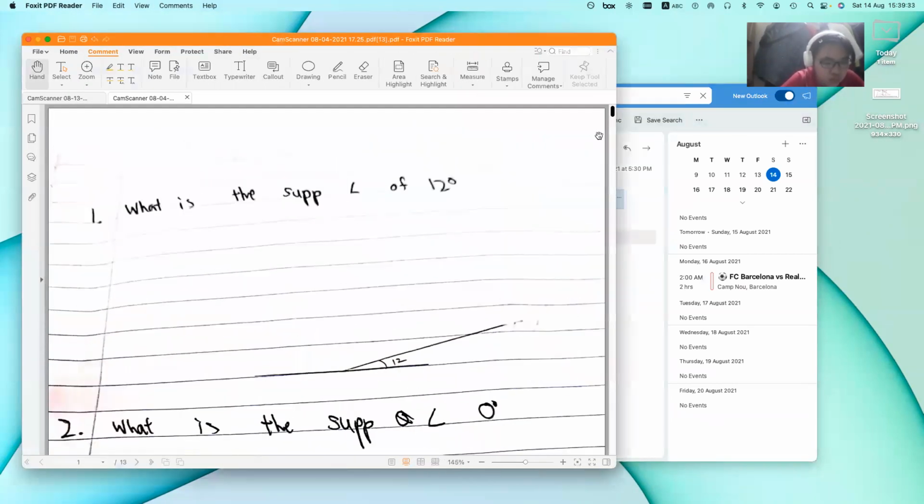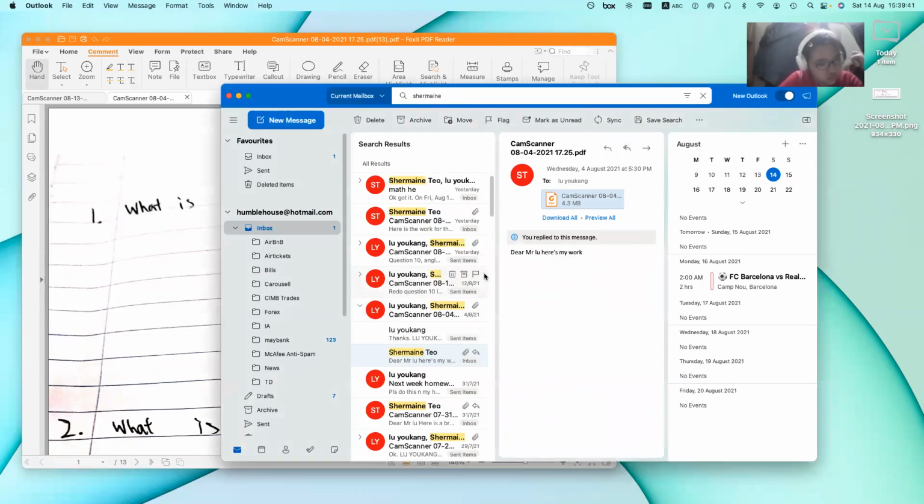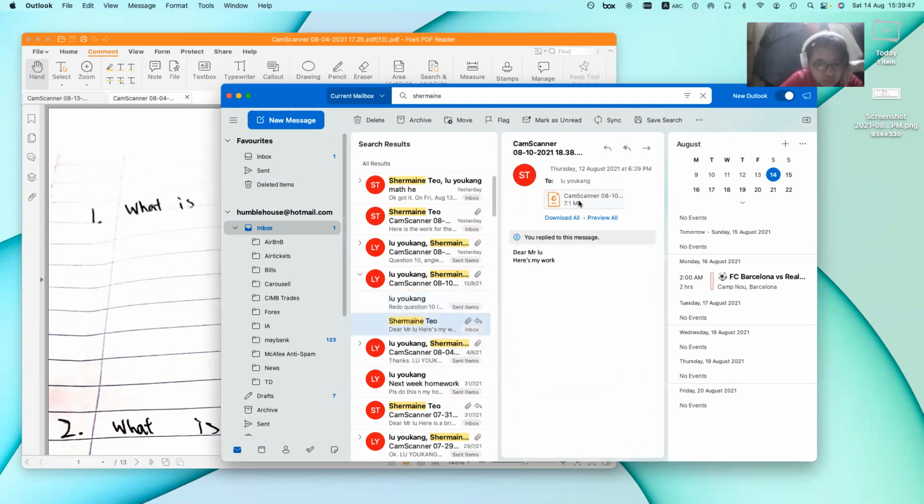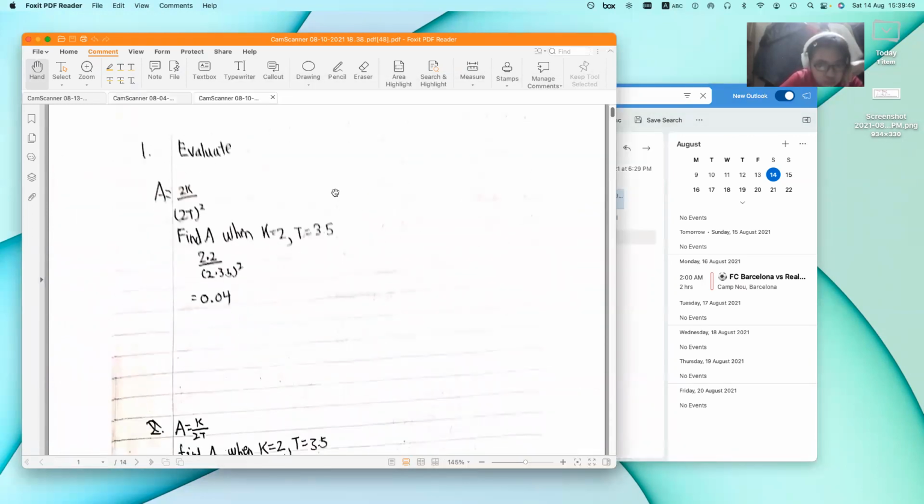Okay. Yeah, is this the one? Looks like no one. Ah, this is the one.